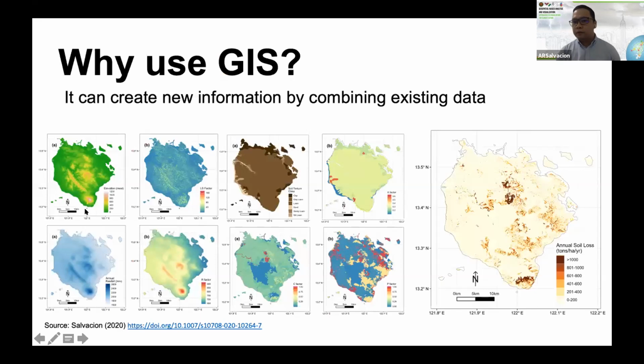Of course, in GIS you could also create information by combining existing data. This is a study I conducted last year, 2020, published in a journal. I combined these 8 maps to estimate the soil erosion in my province. This way I could help the local government plan their land conservation just by putting it together. That's how powerful GIS is.